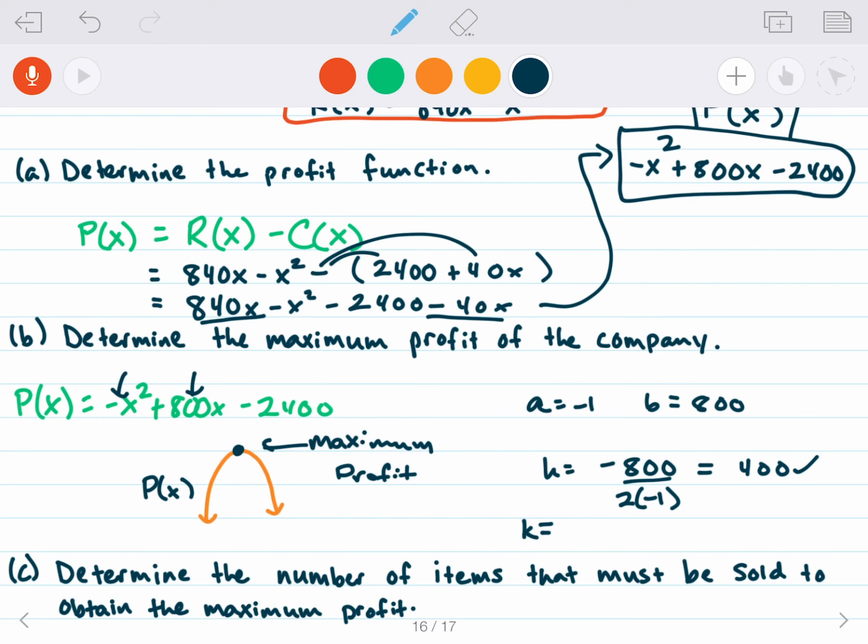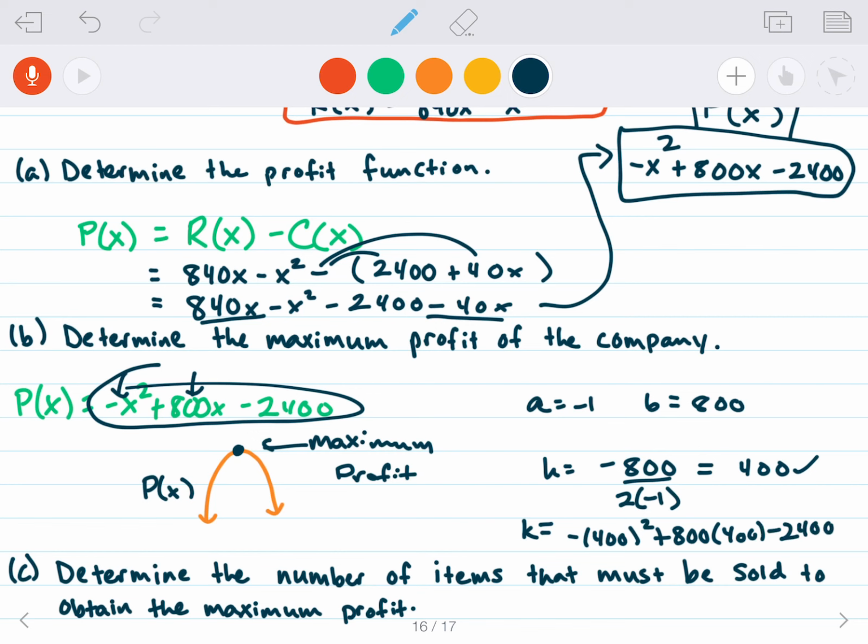And then K is just the function evaluated at H. So we have to plug H into our profit function here for x. If I plug in 400 anywhere I see an x, I get negative 400 squared plus 800 times 400 minus 2400. And this is going to give me a net result of 157,600. So that's K. So this maximum profit occurs at 400, 157,600. This is H, K.